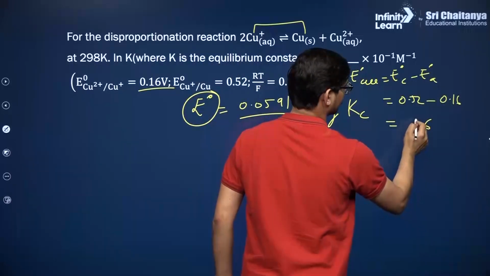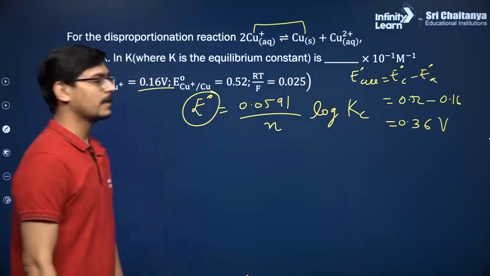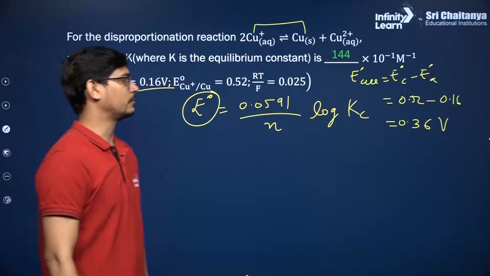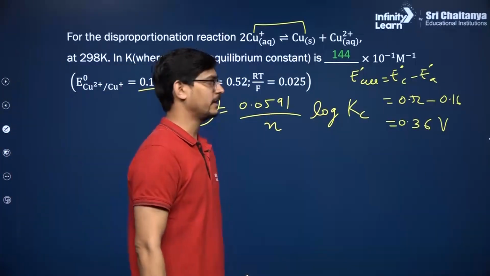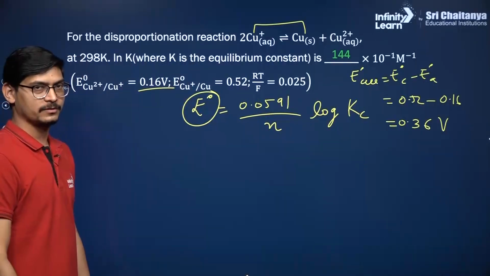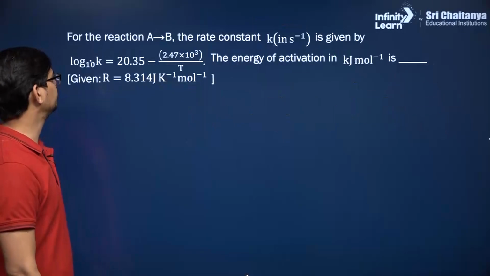So you can solve this, right? This comes out to be 0.36 volt, and you can substitute in this and find out what is the value of log. So it comes out to be 14.4, right? You will have to calculate the logarithm. I think they have not given it in the question. So you can re-express that as 144 into 10 to the minus 1.